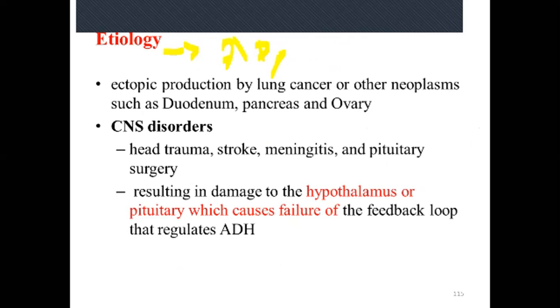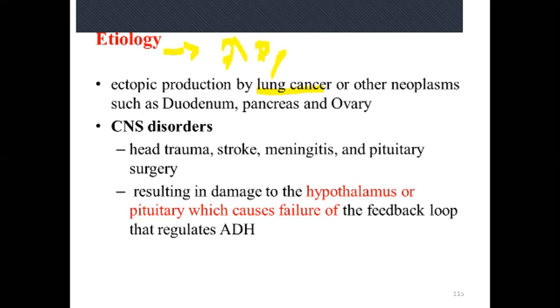So what really causes this continuous production of antidiuretic hormone and ultimately causes a significant effect on water retention? It can be due to ectopic production such as lung cancer. So remember, some malignancies such as lung cancer, and even neoplasms in the duodenum, pancreas, and ovary, can ectopically produce ADH, so they are actually increasing the action of ADH on the collecting tubules of the kidney.